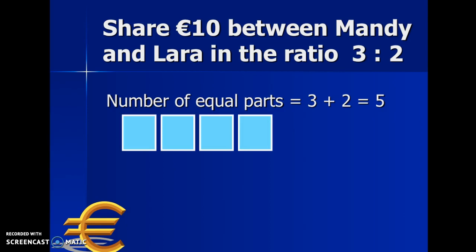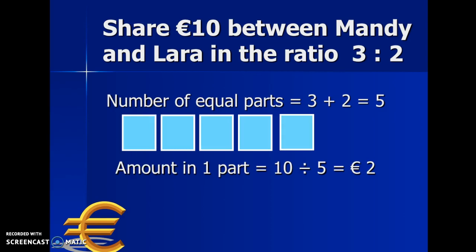3, 4, 5. That's our total. Amount in one part is equal to 10 divided by 5, which gives us 2 pounds. 2 each will give us a total of 10 when we add them together.